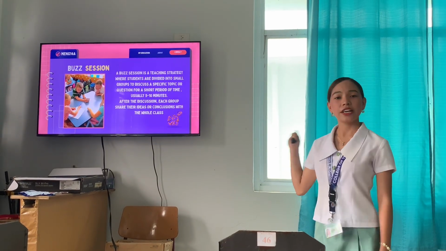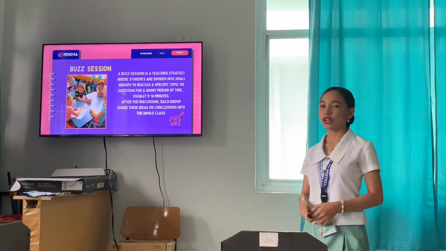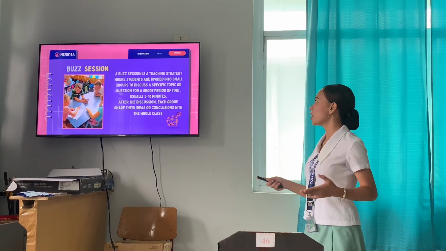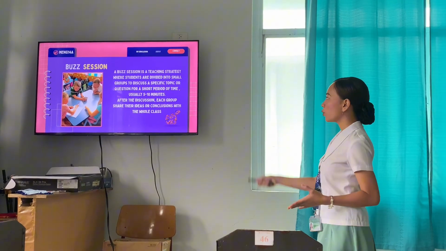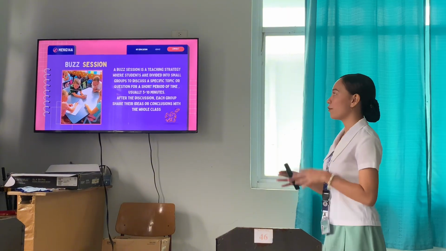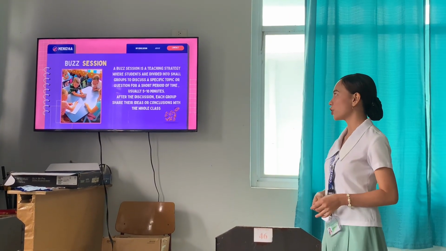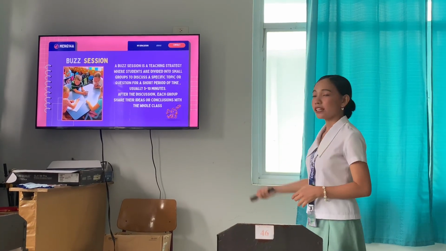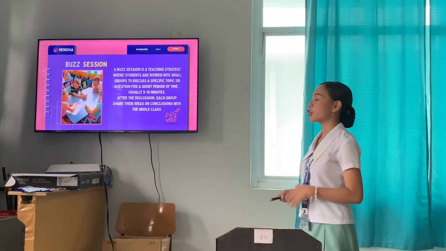The next learning strategy in an English lesson is the buzz session. So what is a buzz session? A buzz session is a teaching strategy where students are divided into small groups. It is the same as group discussion but a little bit different. In the buzz session, they are divided into small groups to discuss a specific topic or question for a short period of time.